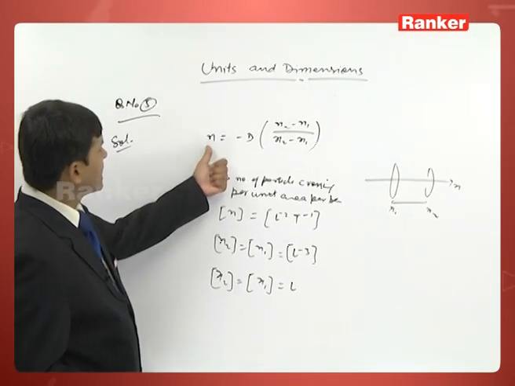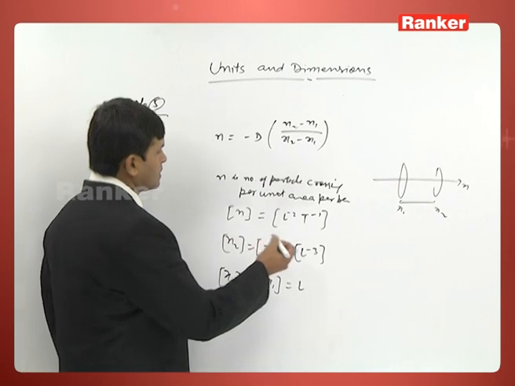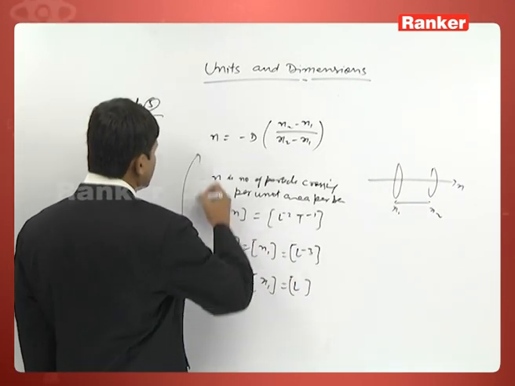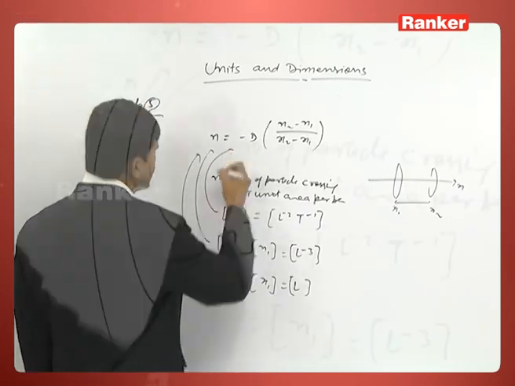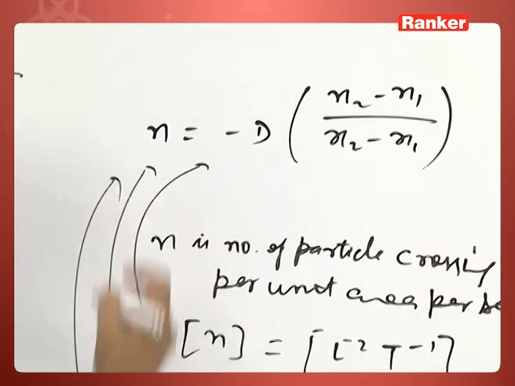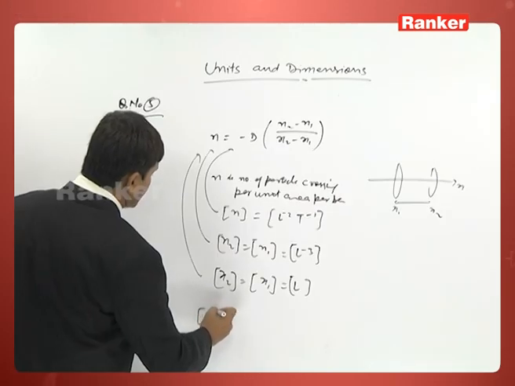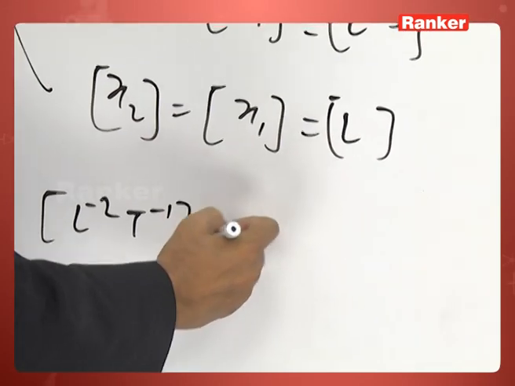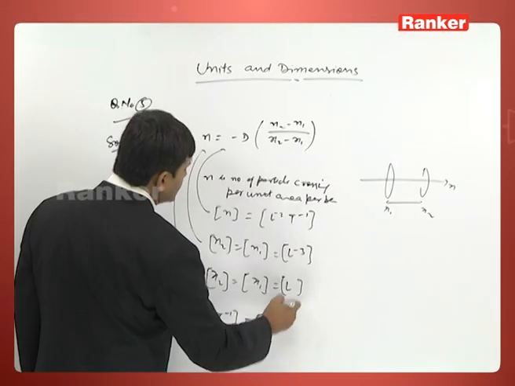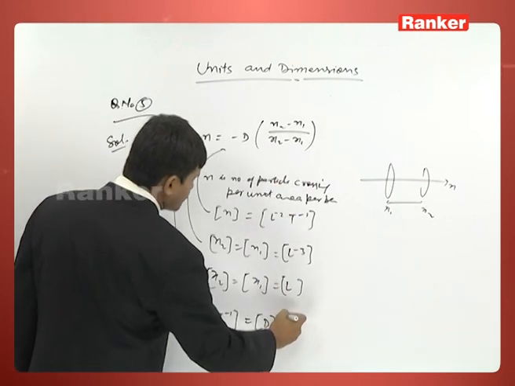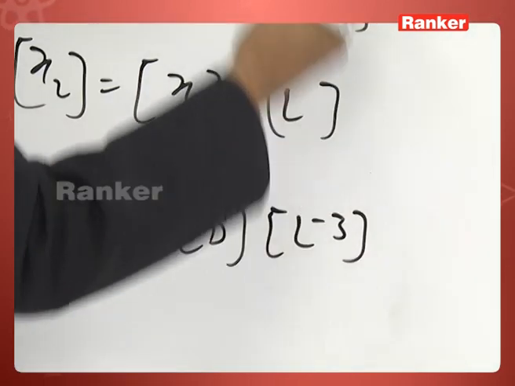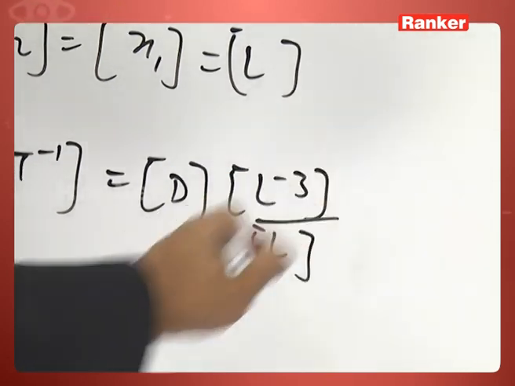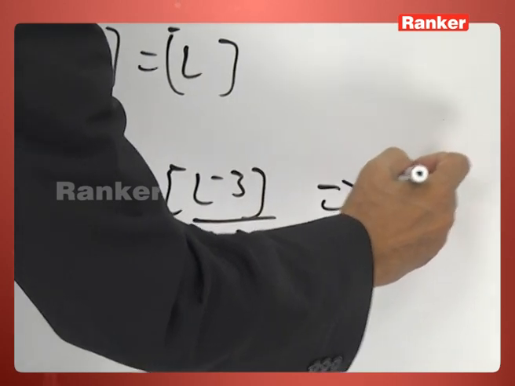Now substitute these dimensions over here. When we substitute, all values can be substituted. Check it. The dimension of N here is L minus 2, T minus 1. The dimension of D we have to find. The dimension of this here is L minus 3, and the dimension of this here is L.